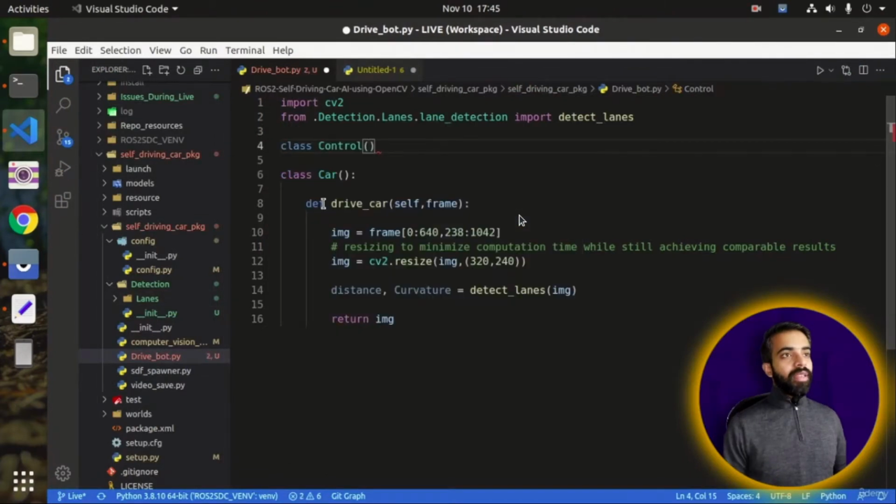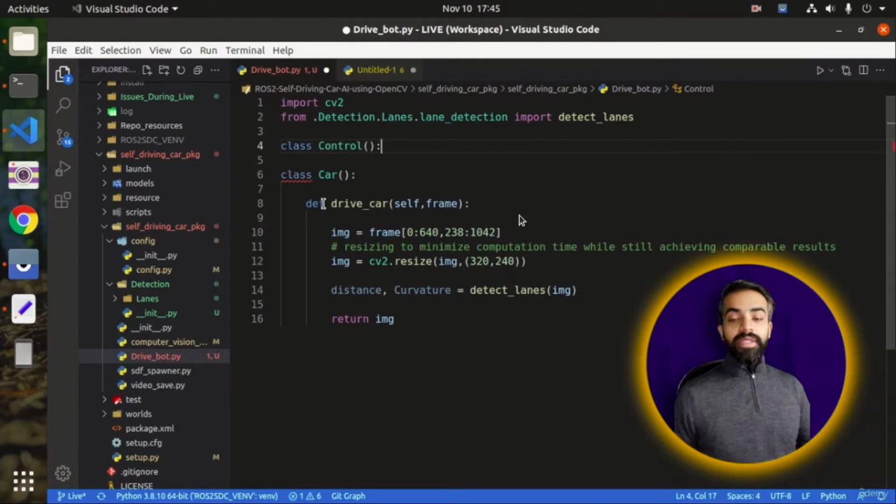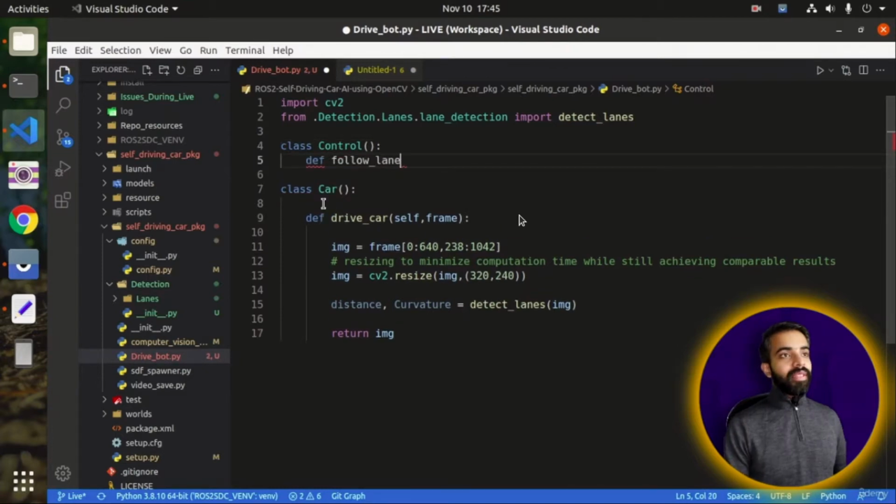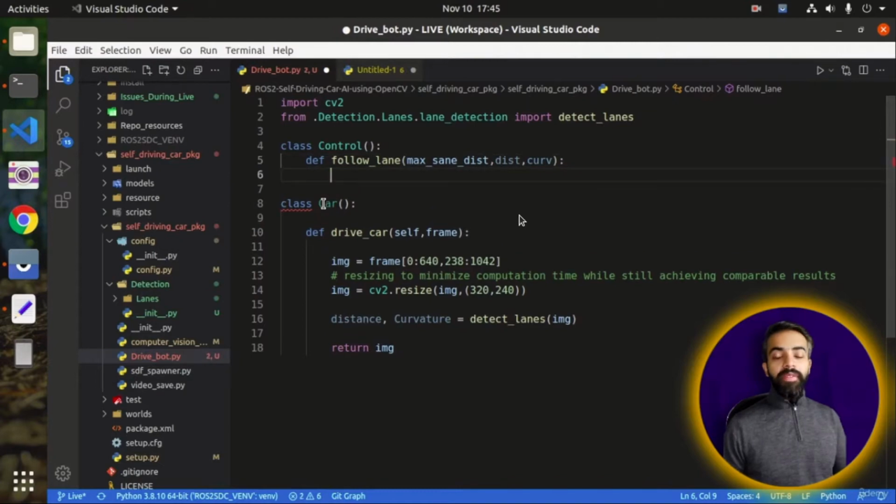Now, this particular class named control will house every control system related to any feature that we wish to develop for our self-driving car. For example, at the moment we are defining the lane assist feature, and the control system of that lane assist feature will be defined as a function inside this class. Let's name it follow lane. It takes in three arguments: max lane distance, and curvature. Now, the last two arguments are simply the two error values that we receive from the detection stage in the lane assist feature.